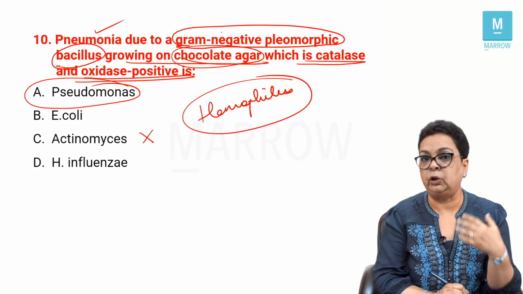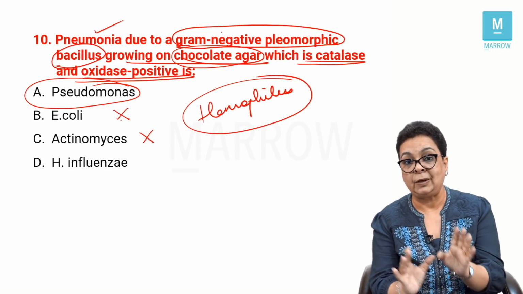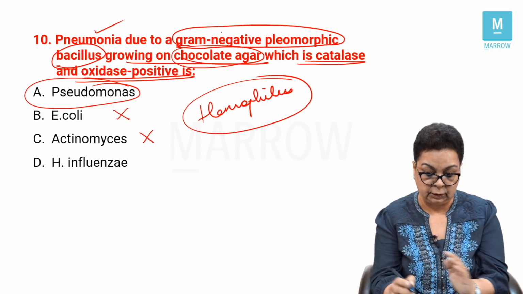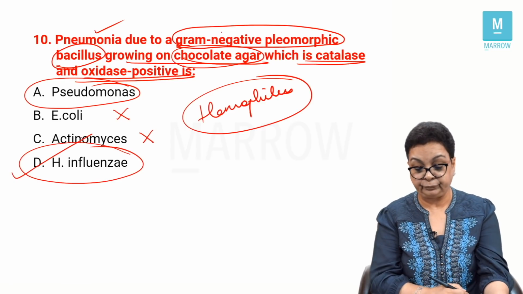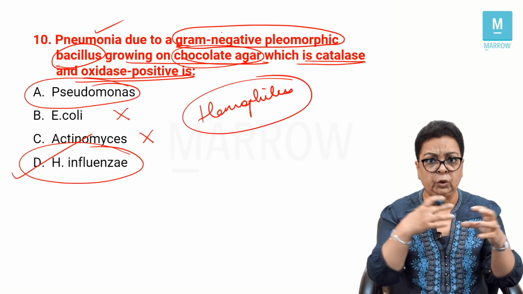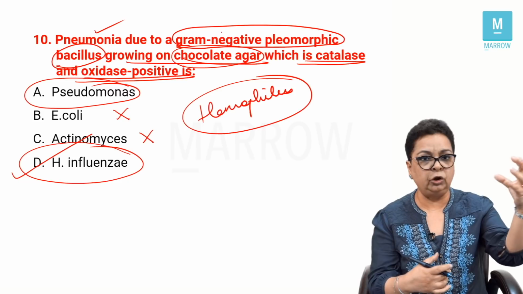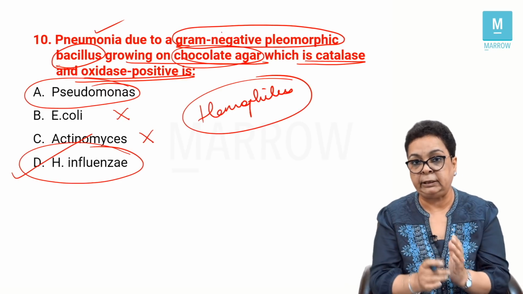Actinomyces is ruled out because of its morphology. E. coli also again ruled out. It would be mentioned as gram-negative bacillus. So our answer is Haemophilus influenzae. So this is the reason it is very important to remember correlating things, morphology with the culture medium, with the biochemicals, then you can easily arrive at the answer.